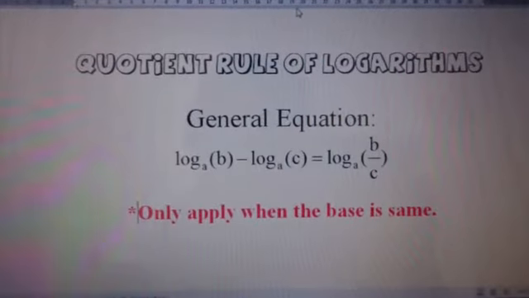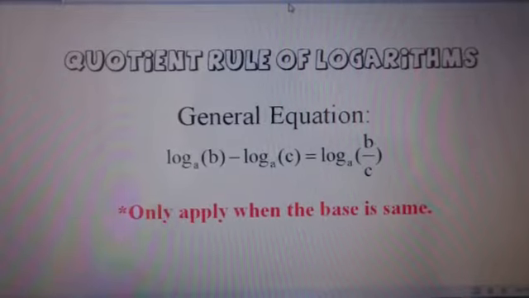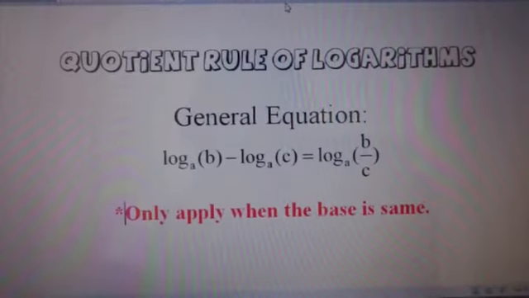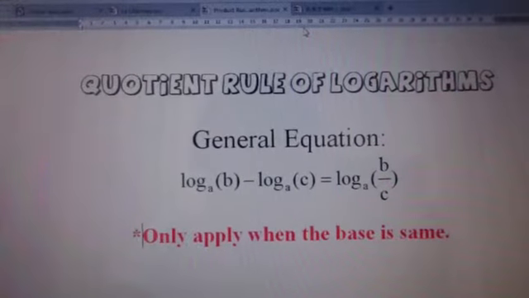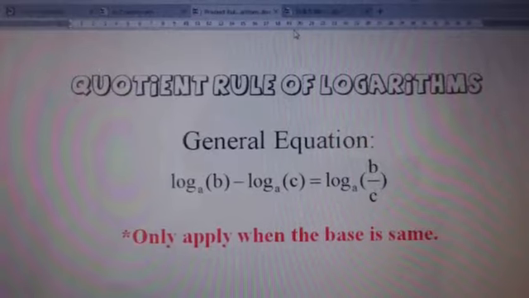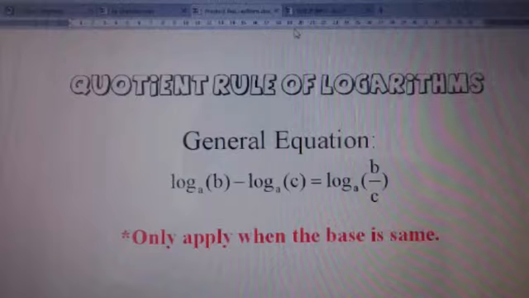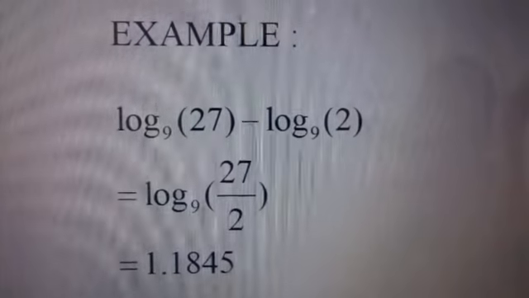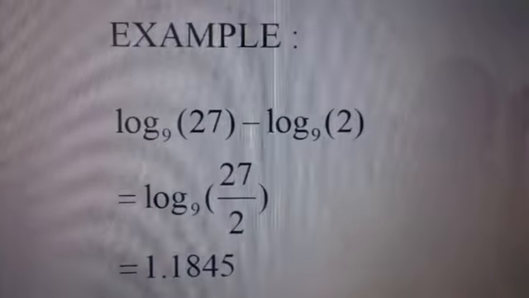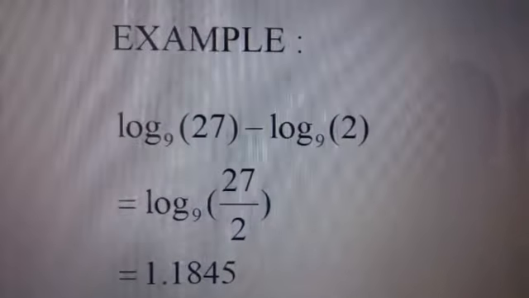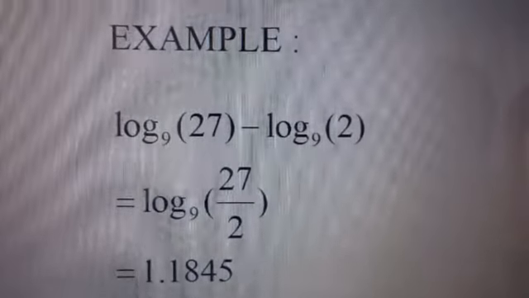Secondly, we are going to teach you how to use the quotient rule of logarithms, and the general equation looks something like this, but the rule is still the same, it only applies when the base is the same. So the general equation will be log base A of B minus log base A of C equals log base A of B divided by C. If you see the example, the base is the same, which shows that you can apply the quotient rule to solve this equation. So log base 9 of 27 minus log base 9 of 2 equals log base 9 of 27 divided by 2.